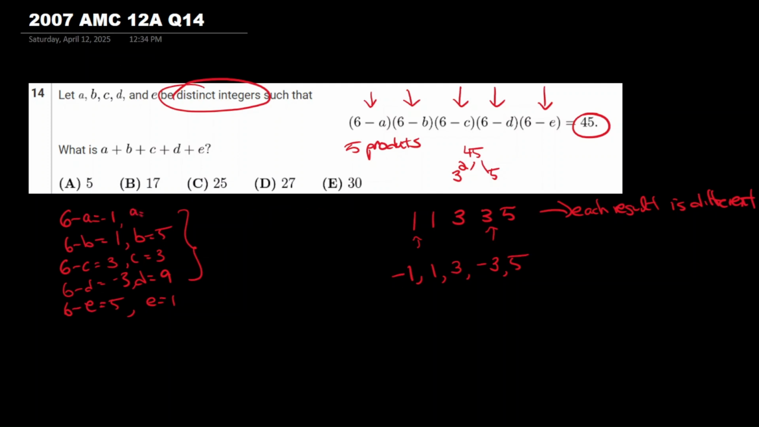So 6 minus a is -1, which means that a equals 7. So a plus b plus c plus d plus e is equal to 7 plus 5 plus 3 plus 9 plus 1, which is just 25. And that is our answer.